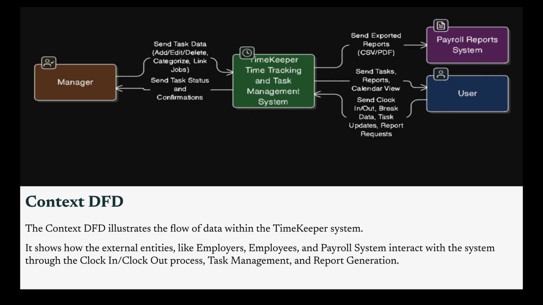Our context level data flow diagram gives us a high level view of how data flows in and out of the time tracking system. It includes external entities such as employees, employers, and the payroll system. And you can see how each entity interacts with the system through processes like clocking in or clocking out, task management, and report generation. And this just helps us visualize the system boundaries and understand how information moves.